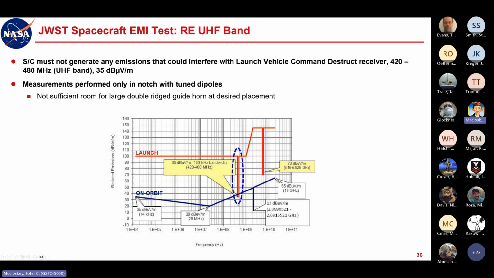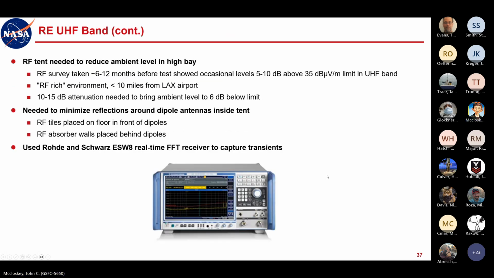So if we're only concerned about this frequency range, we decided to run this test with tuned dipoles, which were much easier and more efficient to put in place than the standard large double ridge guide horn antenna that would normally be used in that frequency range. As any of you know, that large DRG horn is a big beast, and it would have been very cumbersome and really would not have fit where we needed it to fit without significant work. So we'll get to that here in a minute.